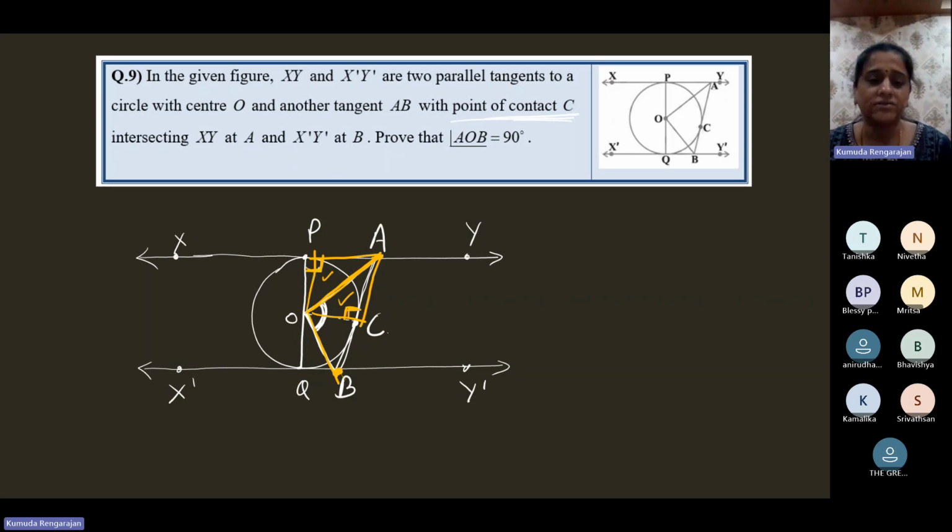So we have 90 degrees here. We have 90 here. So you can use RHS, right angle, hypotenuse, and side. So the 2 triangles are congruent.